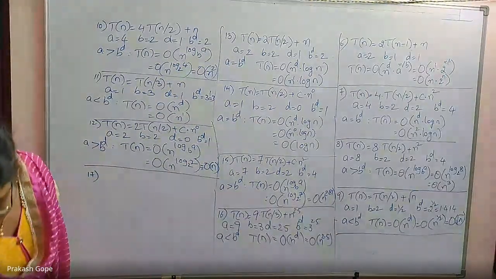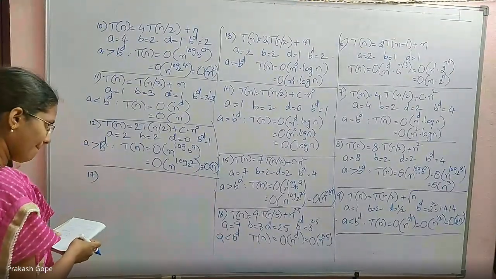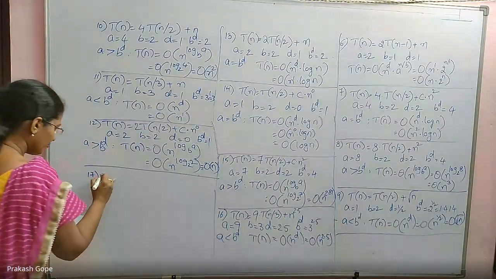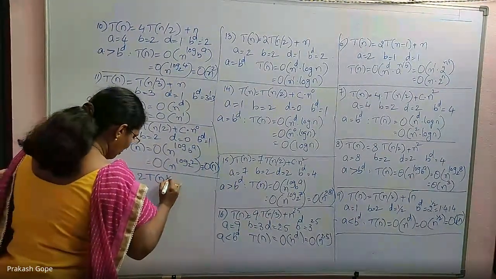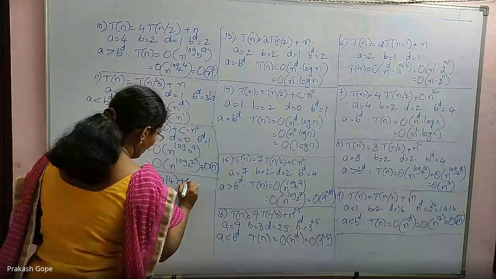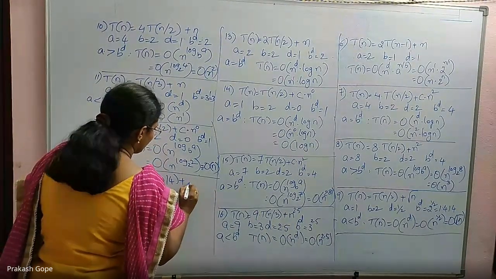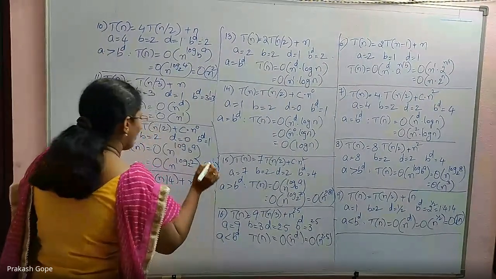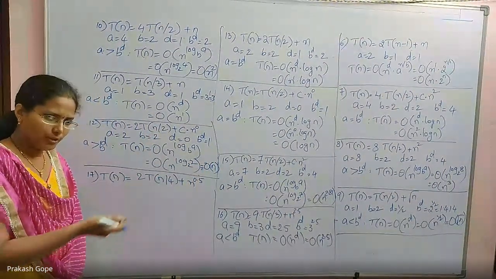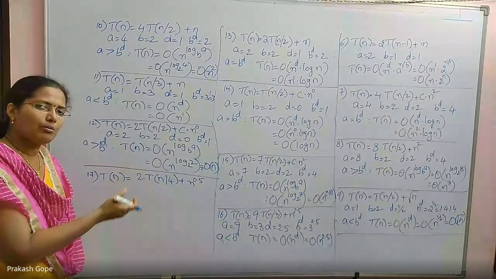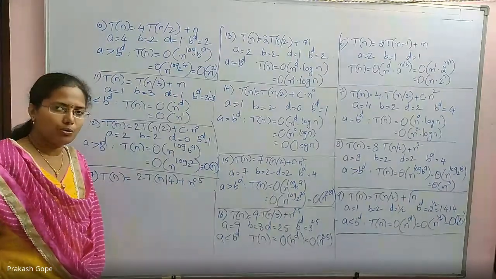17. T of n is equal to 2 into T of n by 4 plus n power 0.5. What is 0.5? 0.5 means 1 by 2. n power 1 by 2 means square root of n. Instead of giving square root of n, they just mention n power 0.5.